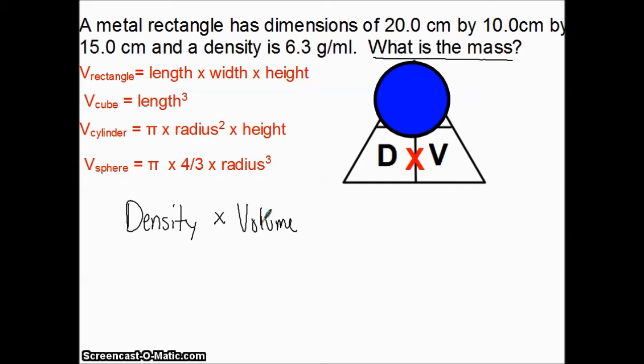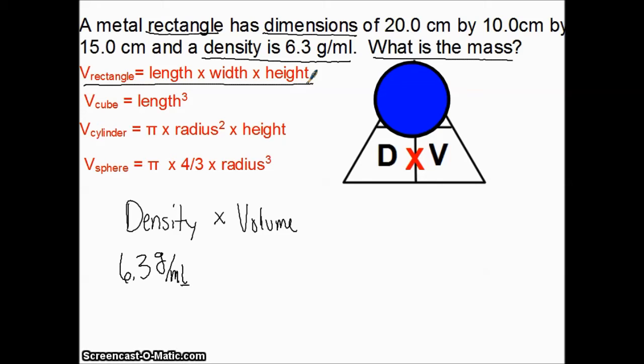So we need to figure out, do we know what our density is? Do we know what our volume is? Well, first, let's look at density. It's right here. Density here is 6.3 grams per milliliter. And the volume, they don't really give us the volume, they give us the dimensions. And they also give us what shape it is. It's a rectangle. So if we know the dimensions, the volume of a rectangle is just the length times the width times the height.